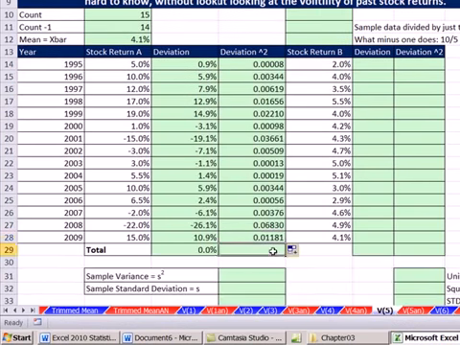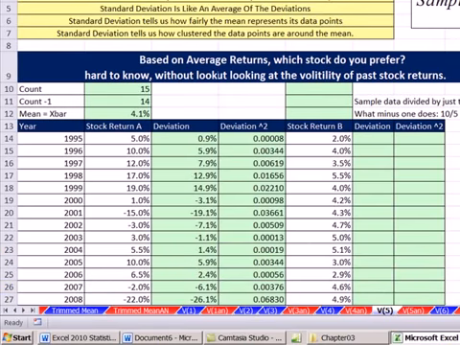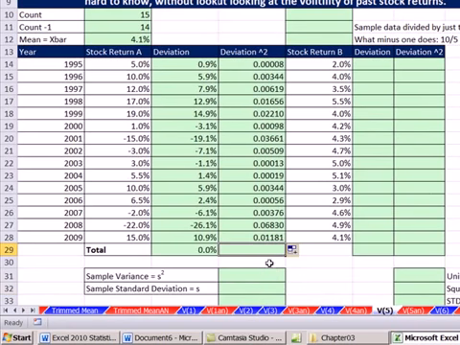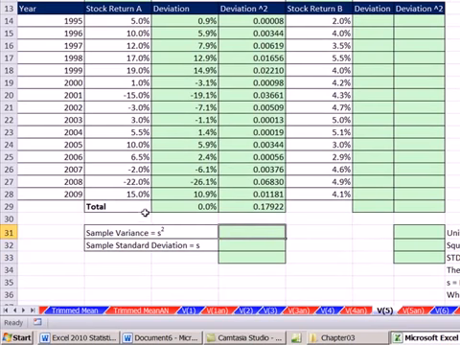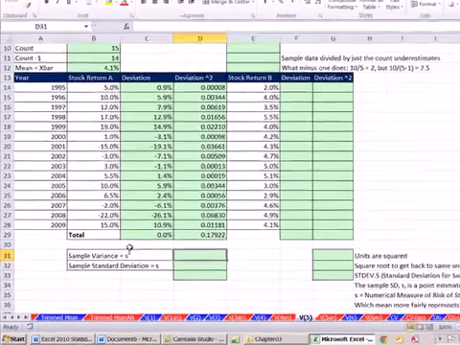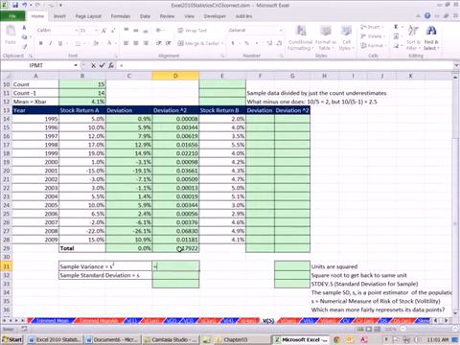Now, the total of all these deviations squared, that's this part right here, the top part of this division, the numerator. So I'm going to add all these up. Alt equals. All right. And now we're going to calculate something called variance. This is sample variance. All variance means is it's before we take the square root. So here we go. Equals the total of all the deviations squared divided by our n minus 1. That measure is called variance.